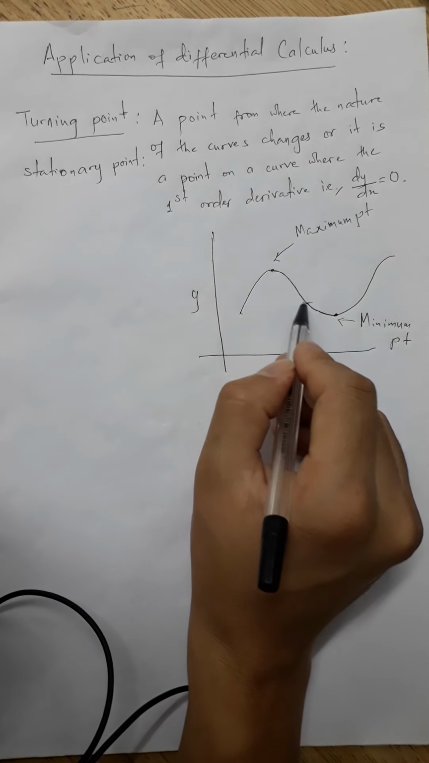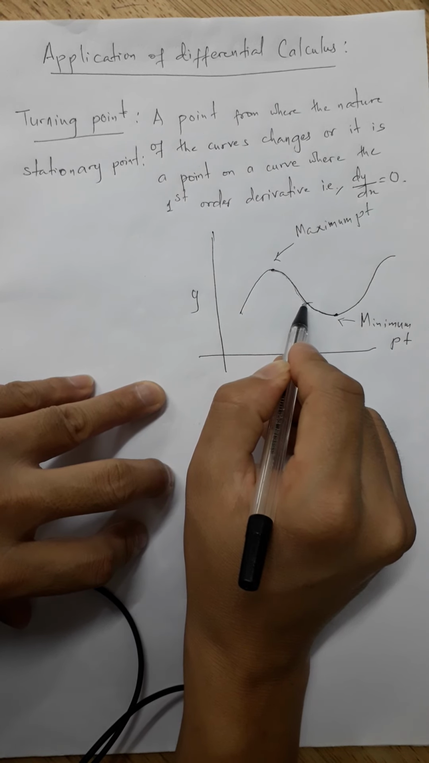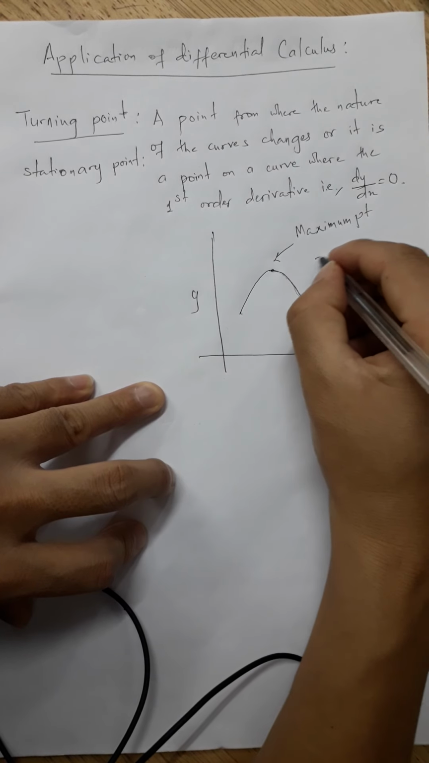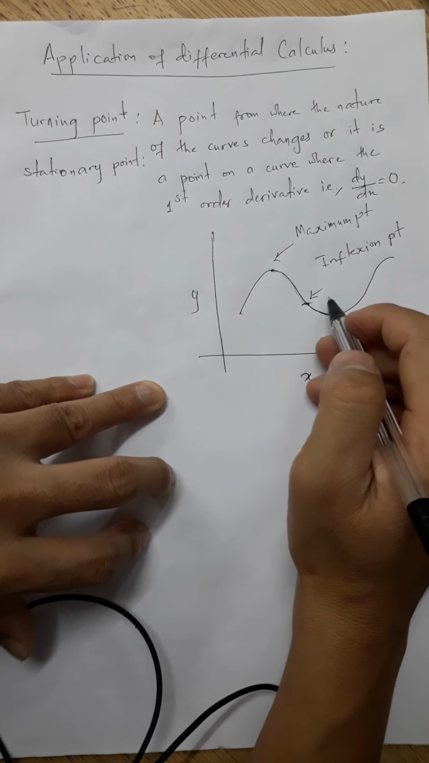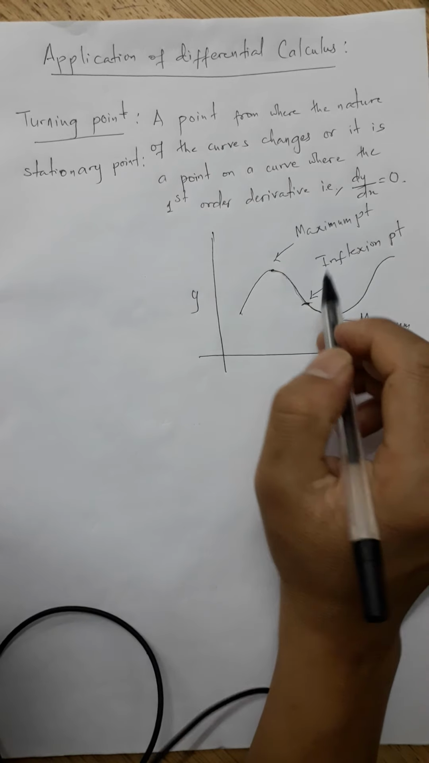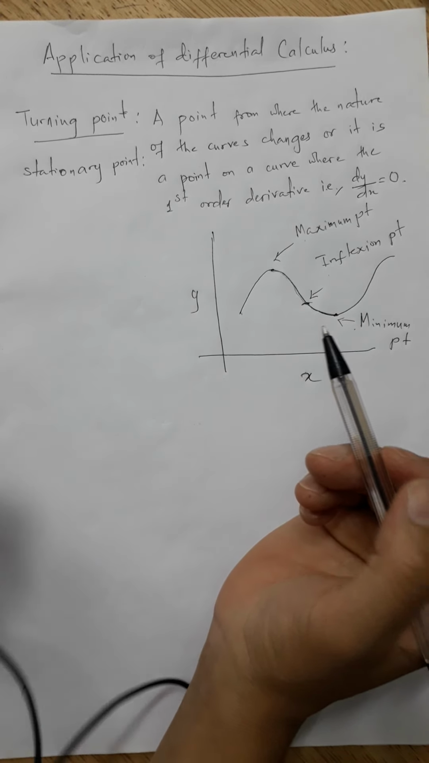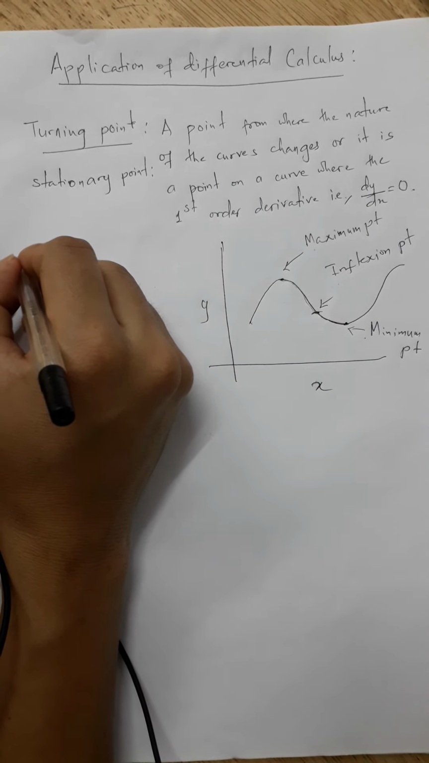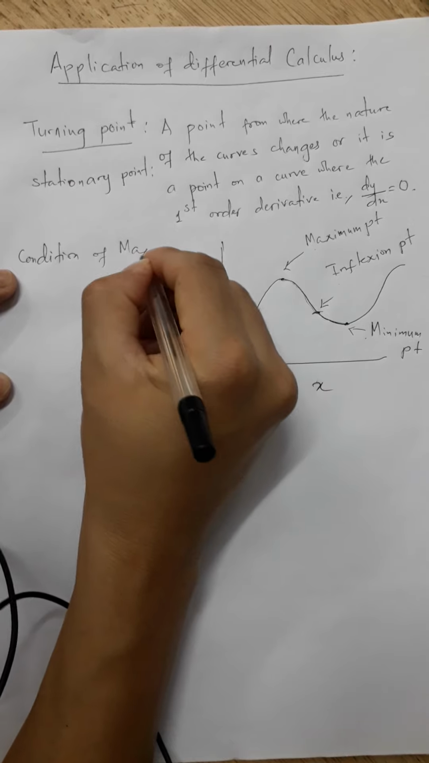Now, if you look at this portion of the curve, it is decreasing till this point, and from this point the curve assumes a different nature, right? So this point is called the inflection point. Sometimes this inflection point is also called a saddle point. These 3 points together we call turning points or stationary points. Now let us look at the conditions one by one. Let us go with the condition of maxima.